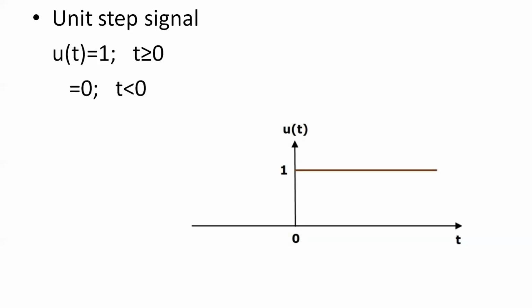Then the unit step signal, u(t), is defined as 1 if t is greater than or equal to 0, and u(t) is equal to 0 if t is less than 0. That's exactly what we see here. For t greater than or equal to 0, the input signal u(t) is one step, and for t less than 0, it is 0.